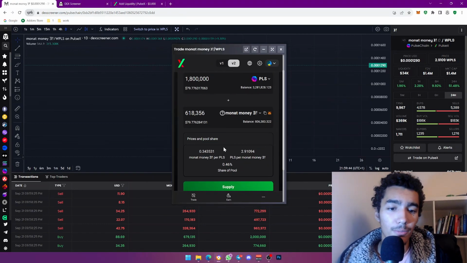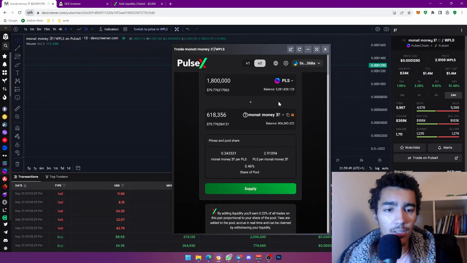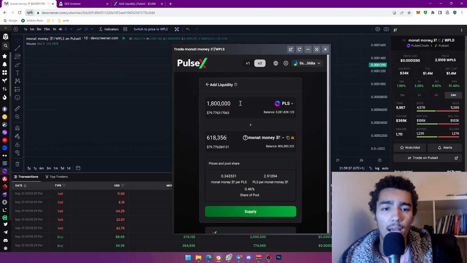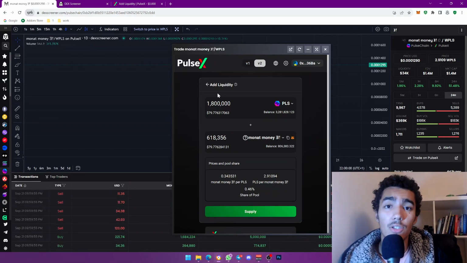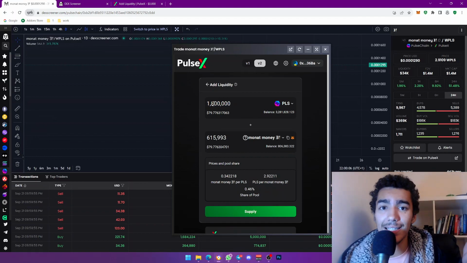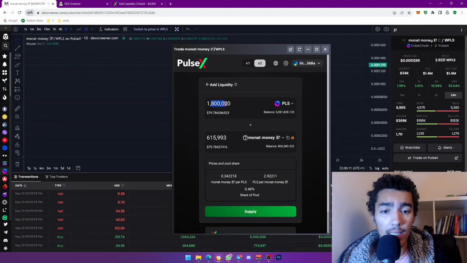Okay, but without further ado, let's actually go ahead and show you guys how to do it. But that's basically it. You want to have equal, it's a dual asset, right? A liquidity pool is a dual asset token, right? So both sides have to be balanced in equal value of $1. However the token is, they both have to be the same value or very close, as you guys can see, 79.79. So Monat money, I have enough to buy it. PLS, I have enough to buy.